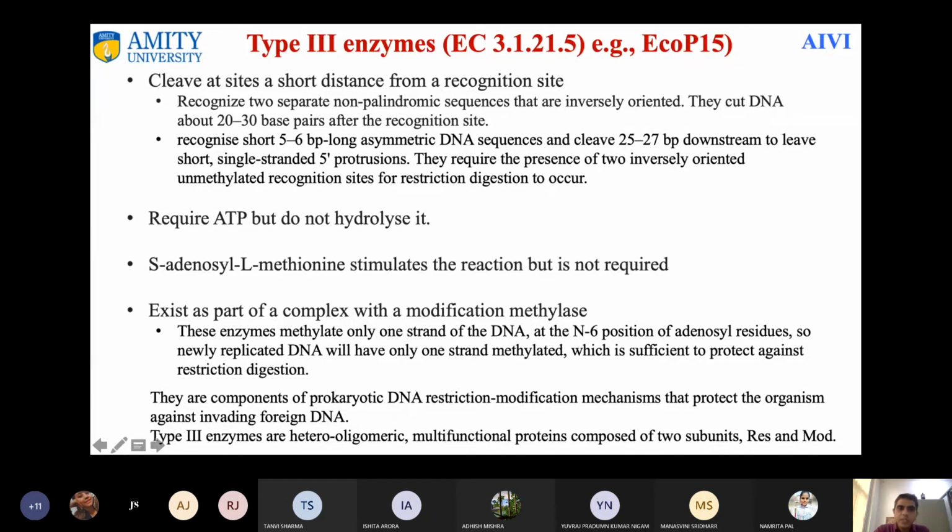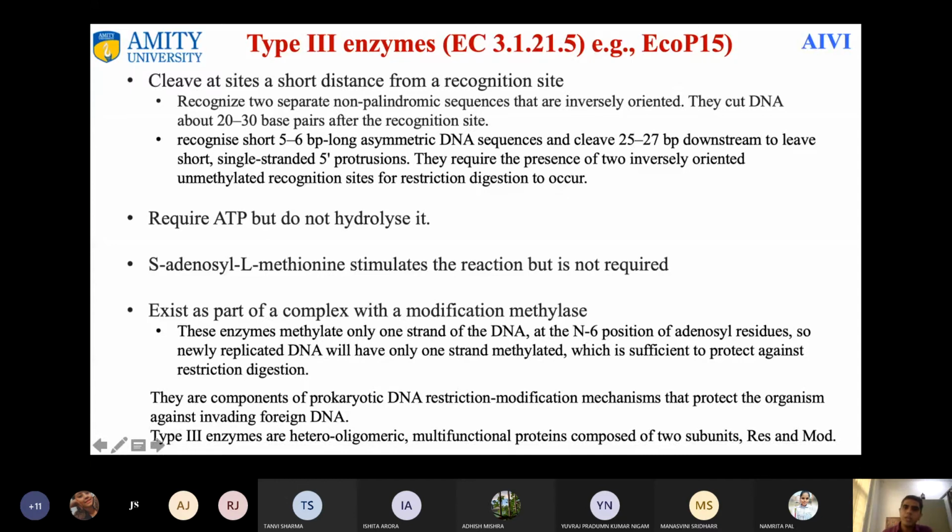Then coming to their complexity, they exist as part of a complex. The complex is there with the modification methylase. So it means the same modification and recognition properties are going to be there. They are a component of the prokaryotic restriction modification mechanism that protects organisms from invaders. They are also a part of the defense mechanism.